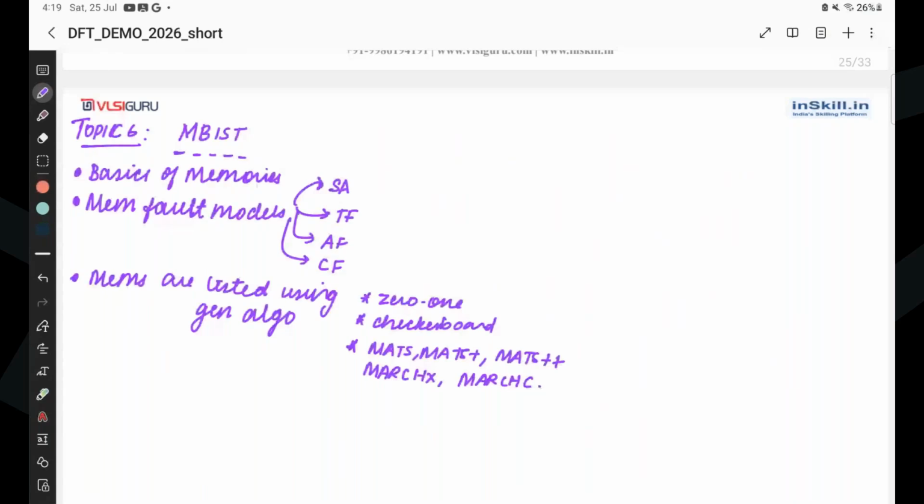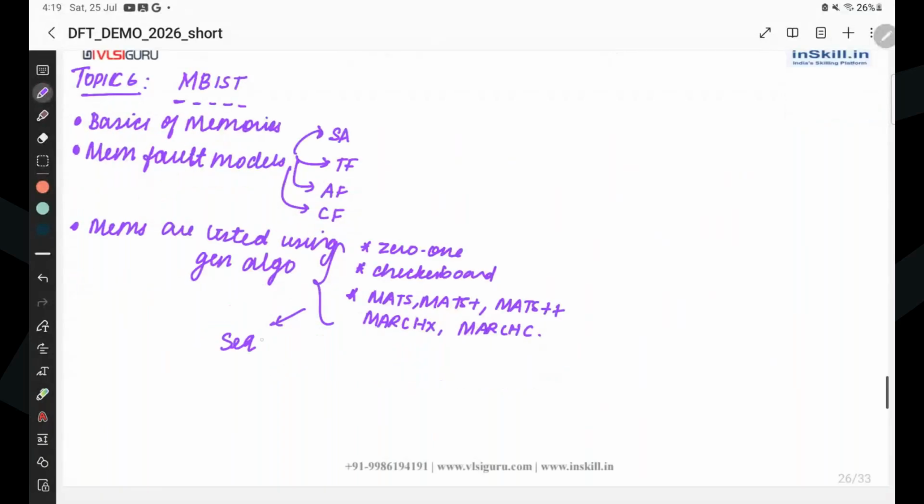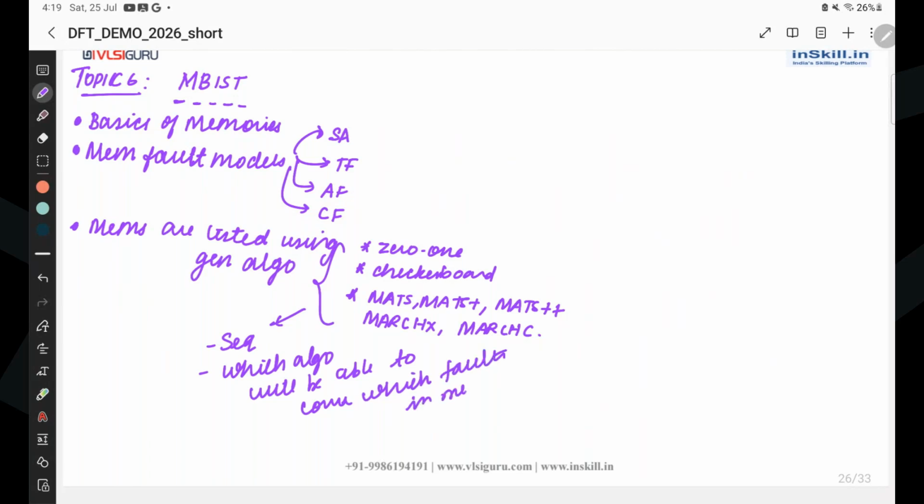Okay, so for each algorithm, we will be understanding what is the sequence and which algorithm will be able to cover which faults in memories. And why memories are tested using generalized algorithms, we will also understand.